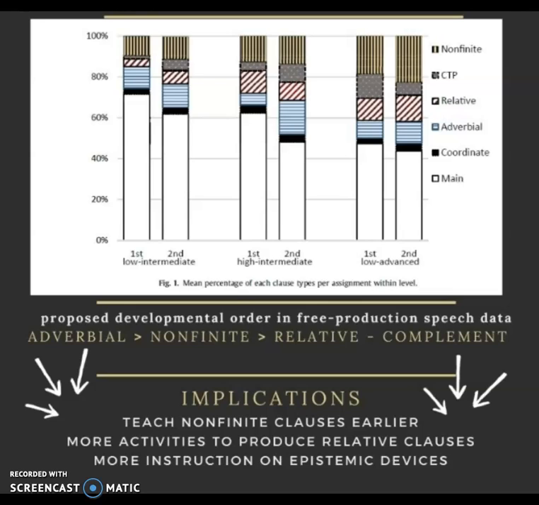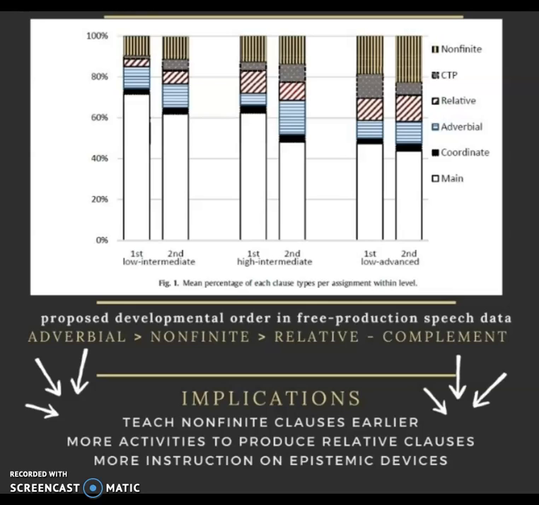These results have the following implications for teaching. 1. Teach non-finite clauses early in the curriculum because learners seem to need them. 2. Give more activities in the creation of relative clauses because although relative clauses are taught in the curriculum, the learners seem to still be hesitant to use them in free production data.